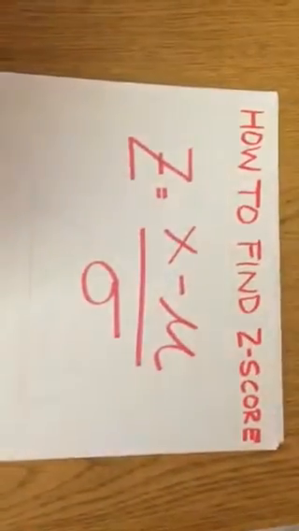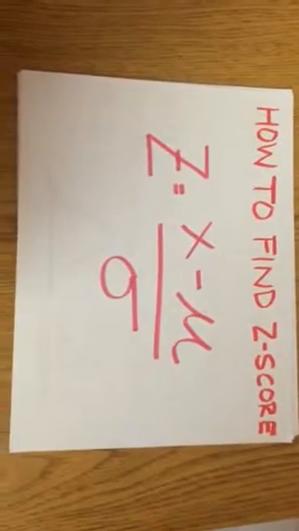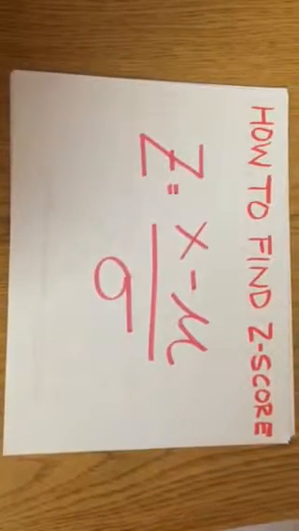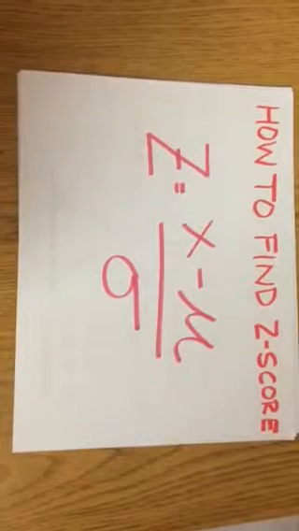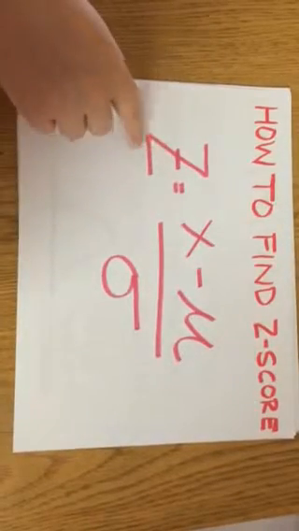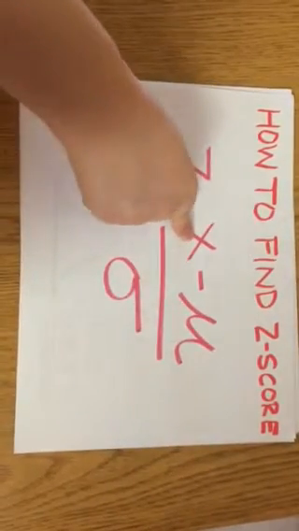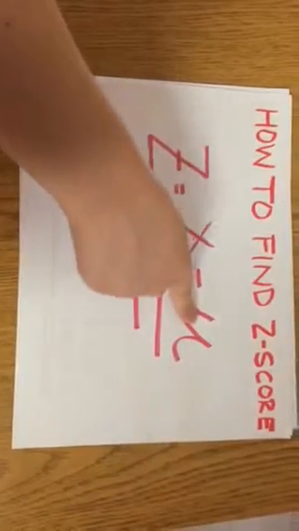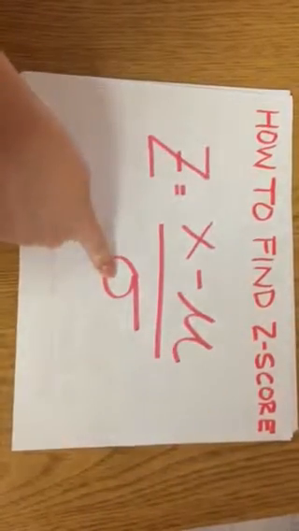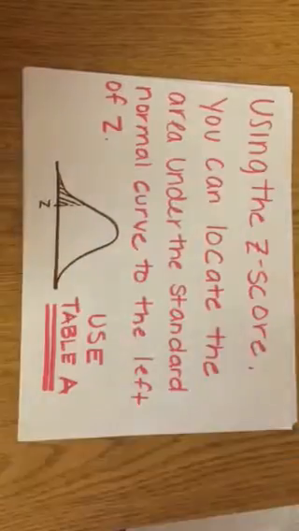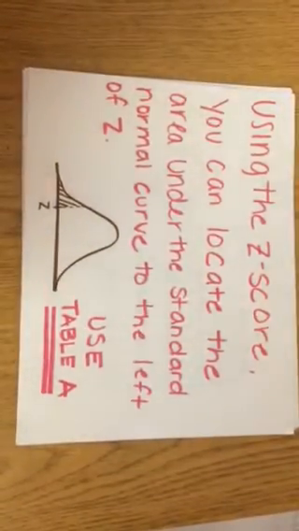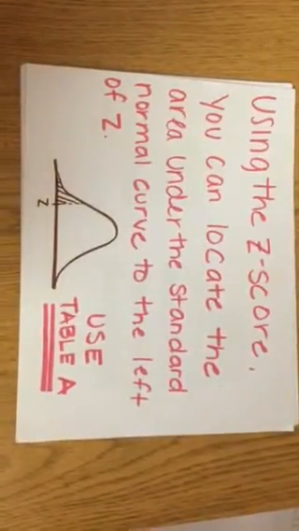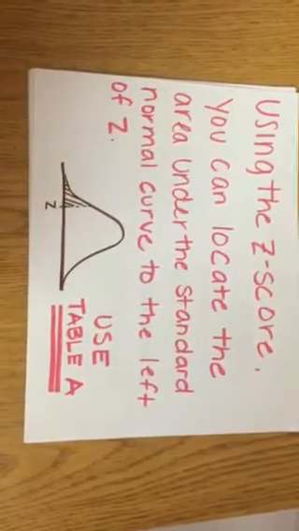If x is an observation from a distribution that has a mean mu and standard deviation sigma, the standardized value of x is found by the equation z equals the original observation x minus the mean mu divided by the standard deviation sigma. Using the z-score, you can locate the area under the standard normal curve to the left of z with table A. This is table A.